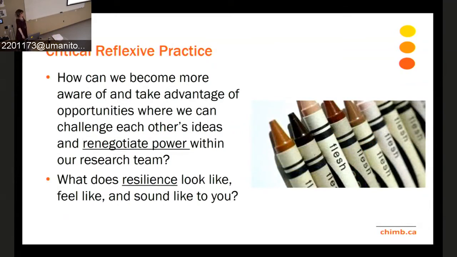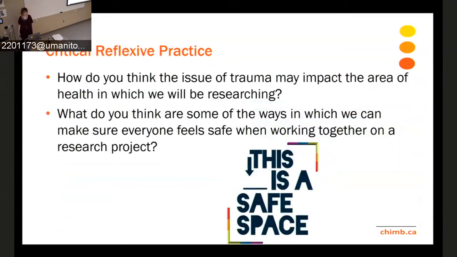What does resilience look like, feel like, and sound like to you? This is a huge part. When we're talking about trauma-informed, we're talking about looking at things from a strengths-based perspective. Meaning we want to think about resiliency and communities and patient public partners, recovery, all of these come together. How do you think the issue of trauma may impact the area of health in which we will be researching?